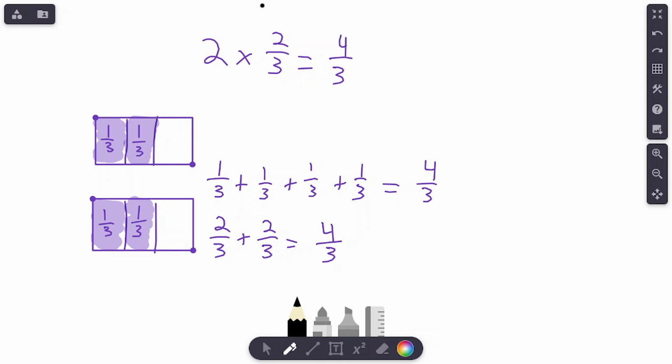Ask yourself a couple of questions. How did we get these 2 whole models? How did we know to break them into thirds? How did we get this 1/3 plus 1/3 plus 1/3 plus 1/3? Where did 2/3 plus 2/3 come from? Ask yourself those questions, and if you're stuck, rewatch it, ask for some help, reach out to a parent, a teacher, send me a message. My contact information is at the end of the video. Reach out, let me know where you're stuck, what isn't quite making sense.